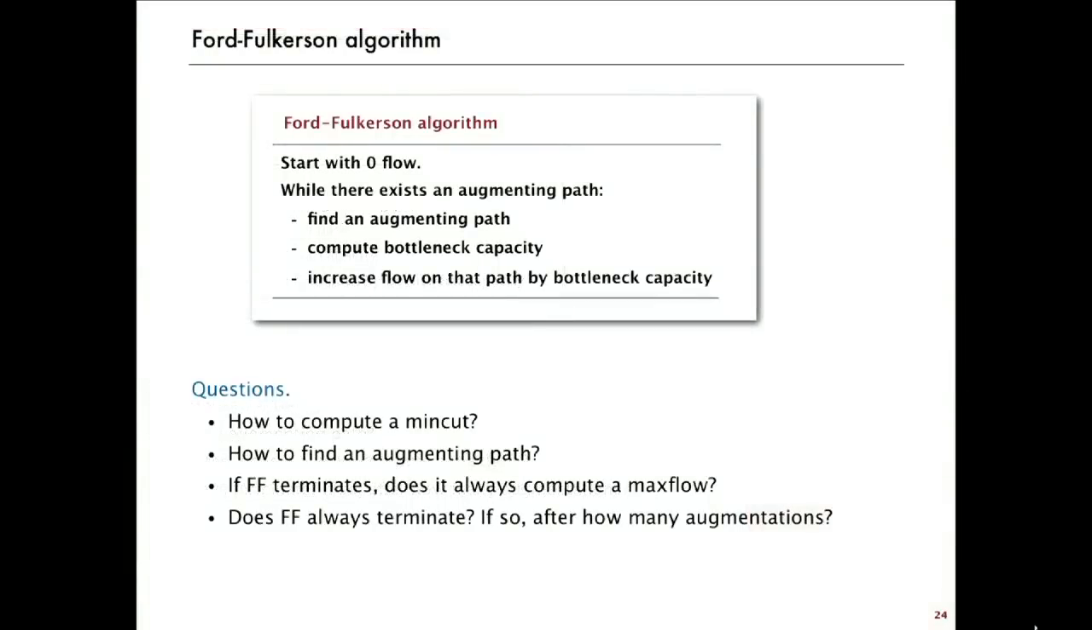And there's even a question of, does it actually terminate? Maybe you could get stuck in some kind of situation where it removes flow on an edge in one path and adds it in another. And so even analyzing how many times it does augmentation is actually not so straightforward. So we'll take a look at these questions. That's the Ford-Fulkerson algorithm, a general scheme for solving max flow.